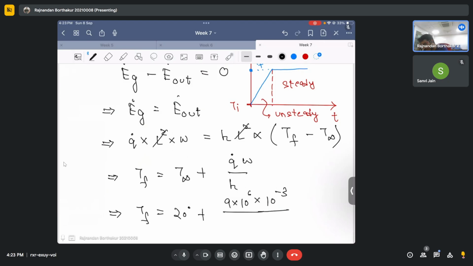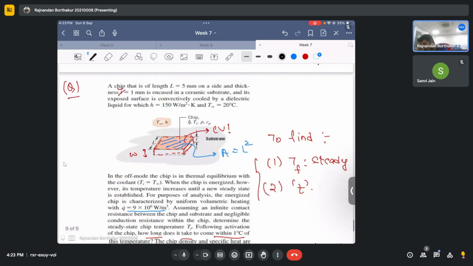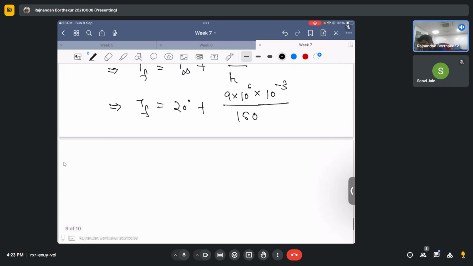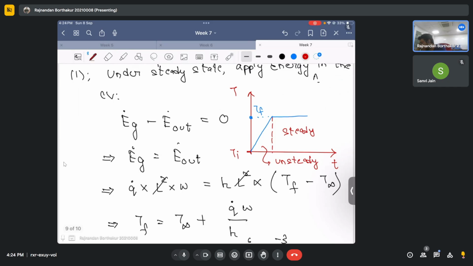And your heat transfer coefficient is 150. If you simplify this calculation, your TF would come out to be around 80 degrees Celsius. This means that from an initial temperature of 20 degrees Celsius, your final temperature, this TF, is 80 degrees Celsius. After the initial transient is over, it attains a temperature of 80 degrees Celsius. That's the first part of the question that we did.